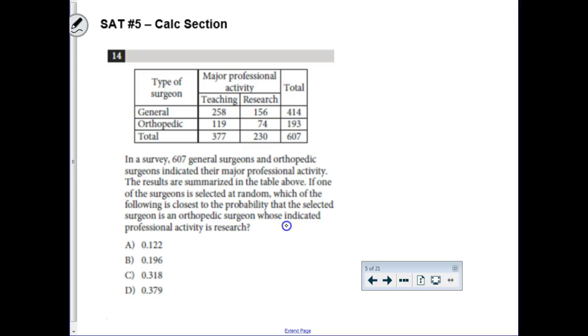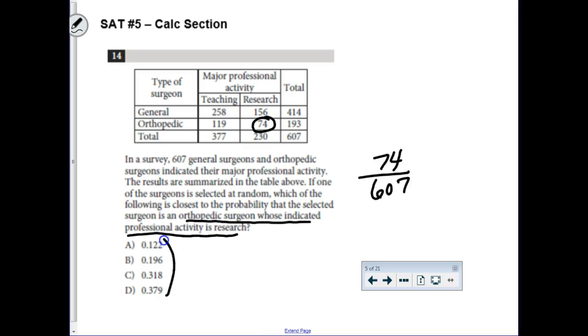So notice the word given did not show up in my problem at all. That means your denominator is going to be out of the total 607. So you don't restrict your data in any way. The question is, what's the probability that it's an orthopedic surgeon whose indicated profession is research? So orthopedic research would be these folks, 74 over 607. Apparently they want you to convert that to a decimal. Does that come out to A? Awesome. Very good. So obviously a lot of reading in the probability questions, guys. You can't get around it. It's not as simple as robot math. You've got to really look into it.